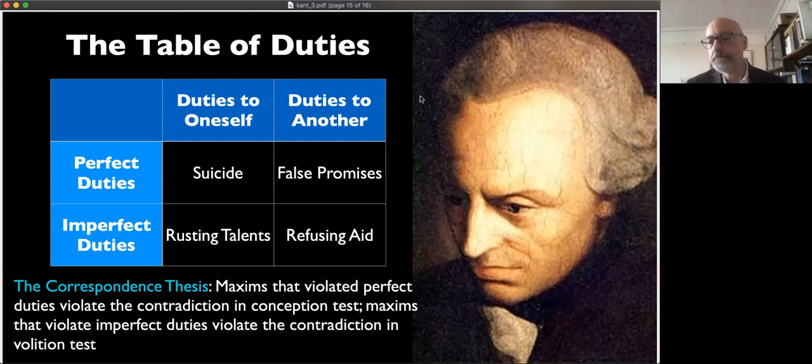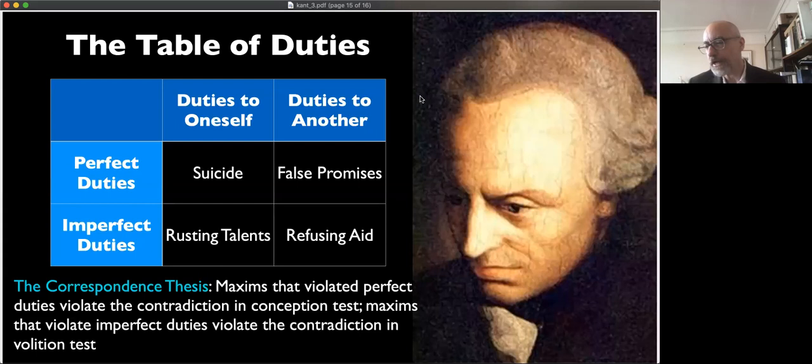So consider the maxim, I will kill another human being when it's a safe and effective way of furthering my interest. Generalizing, everyone shall kill another human being when it's a safe and effective way of furthering their self-interest. Transforming this into a law of nature, we get a law of nature that everyone shall kill another human being when it's a safe and effective way of furthering their self-interest. And while we may be unable to will, right, the resulting system of nature, it's at least arguable that we can conceive of it without contradiction, right?